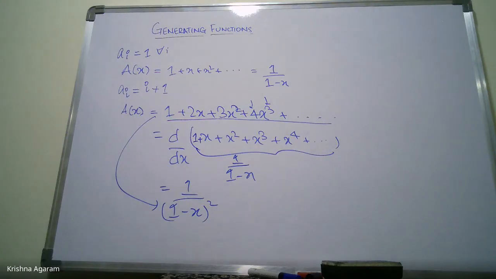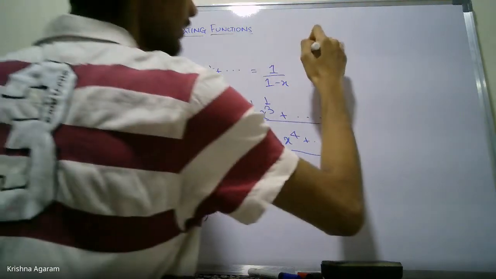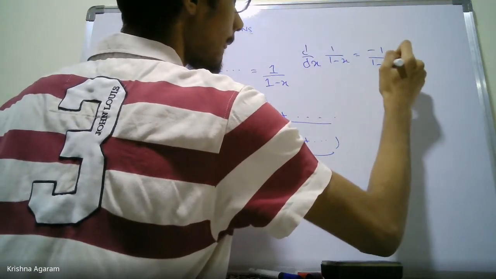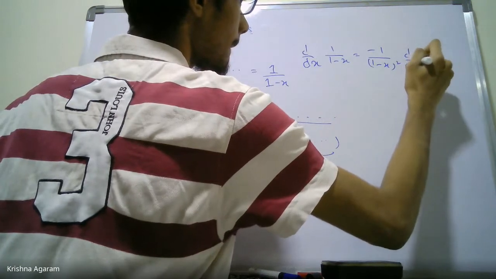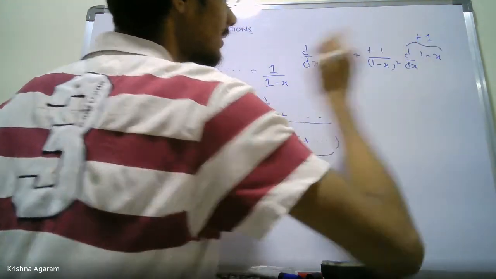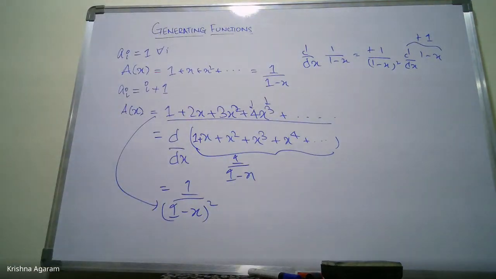So the generating function. Shouldn't it be minus 1 over 1 minus x squared? No, no, no. By the chain rule, there's another d by dx of 1 minus x as well, which is negative 1. It's this. This term is minus 1, so this cancels. Is that clear? Yeah, got it. Okay.